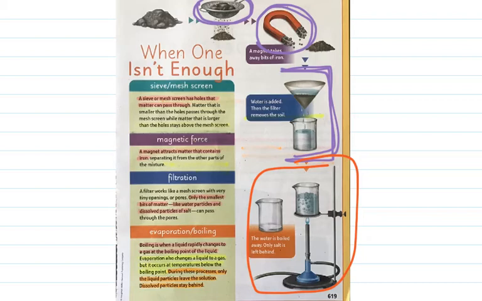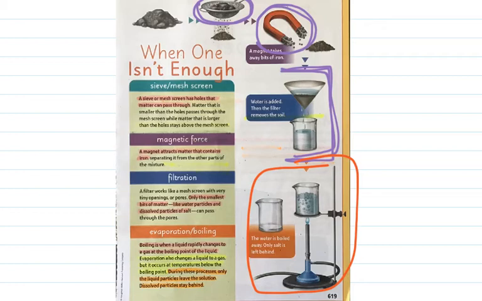So, in pink highlighter, boiling is when a liquid rapidly changes to a gas at the boiling point of the liquid. That's in pink. In yellow highlighter, evaporation also changes a liquid to a gas, but it occurs at temperatures below the boiling point. That's in yellow. In orange highlighter, during these processes, only the liquid particles leave the solution. Dissolved particles stay behind. That's all in orange highlighter.